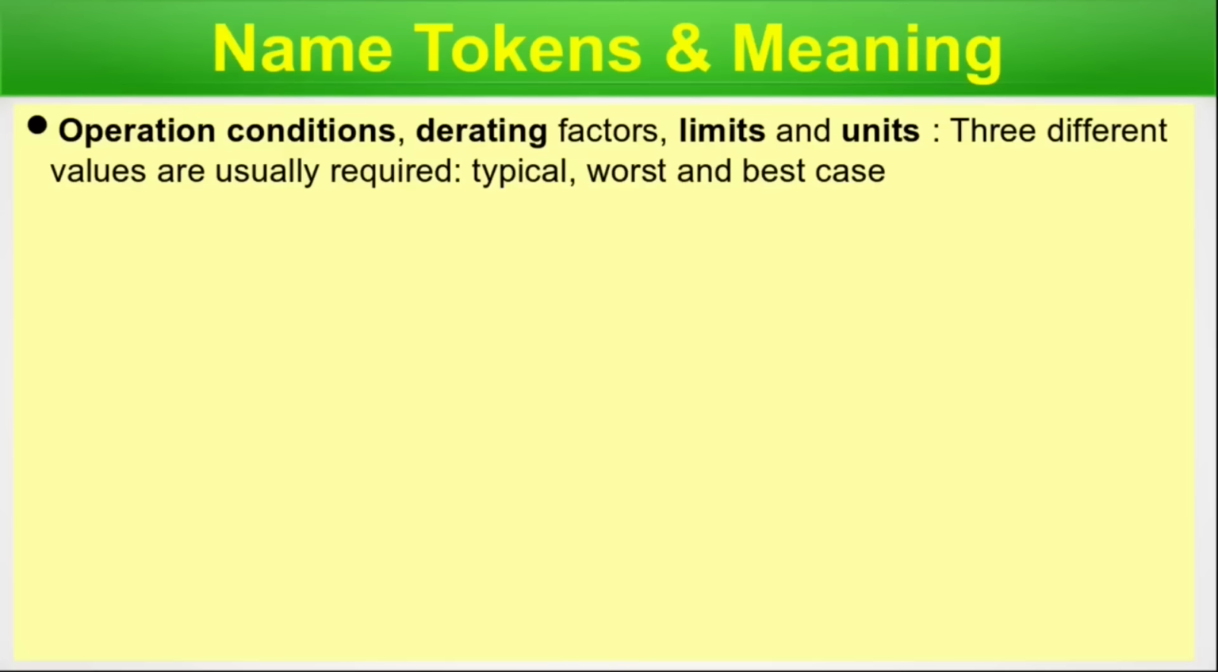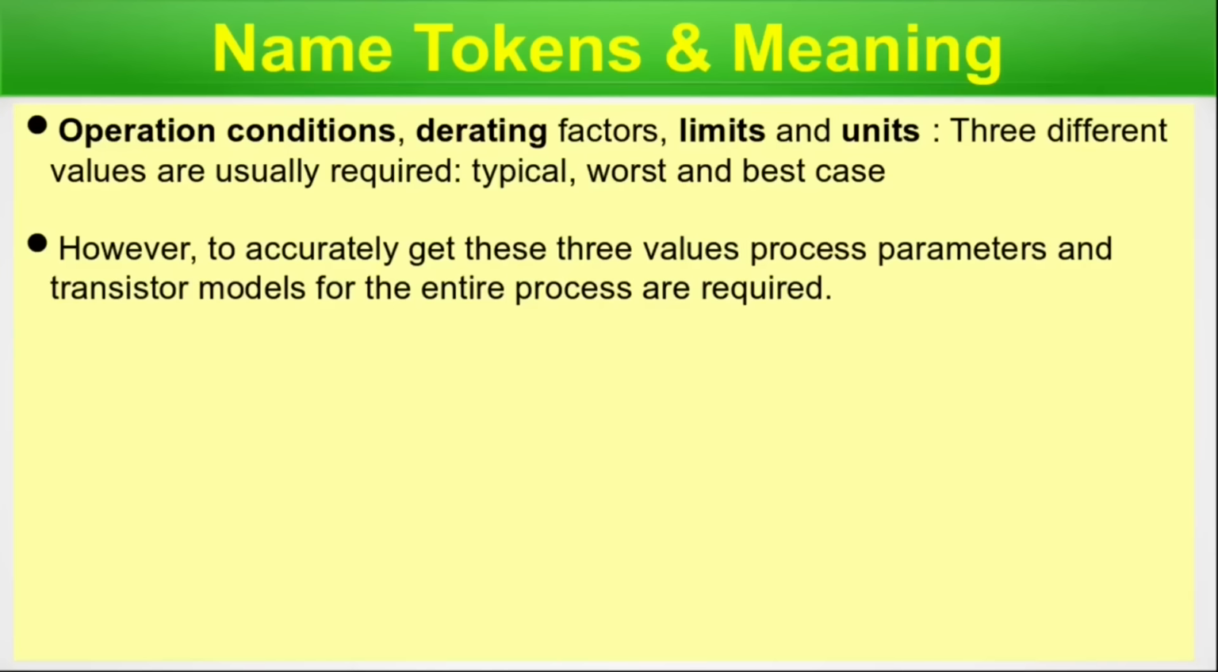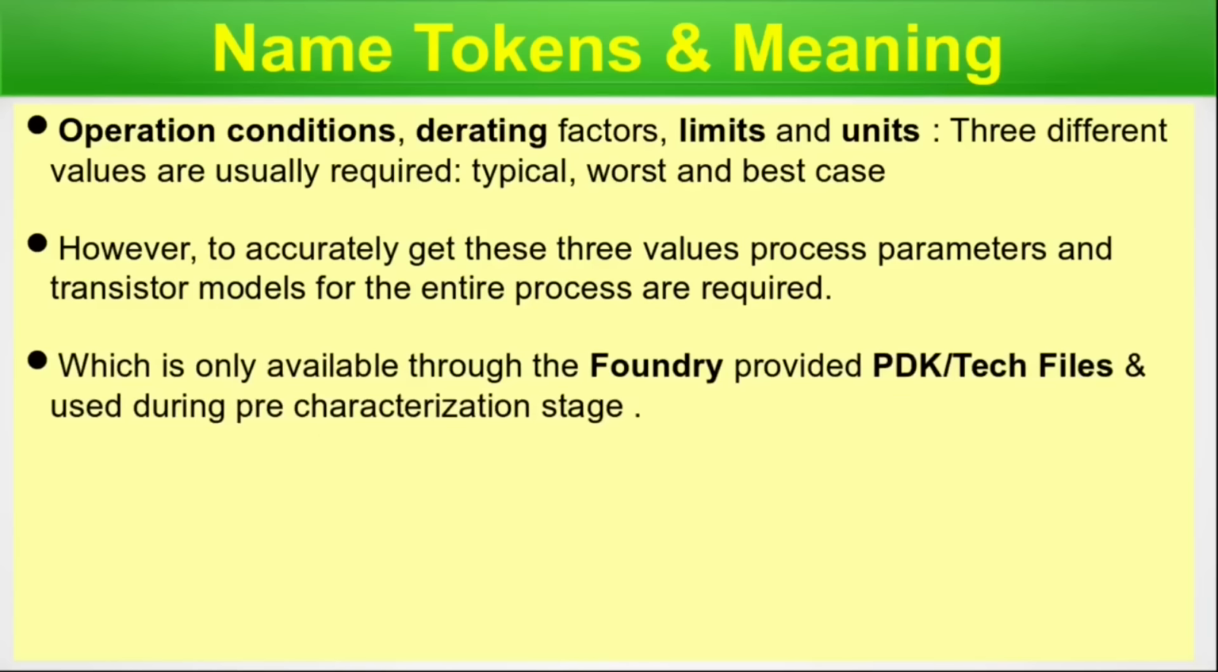Operating conditions, derating factors, limits, and units. Three different values are usually required, that is typical, worst, and best case. These tokens will also be there, but their values will typically be key values: typical, worst, and best. However, to accurately get these three values, process parameters and transistor models for the entire process are required, which are only available through the foundry-provided PDK or tech files and used during the pre-characterization stage.